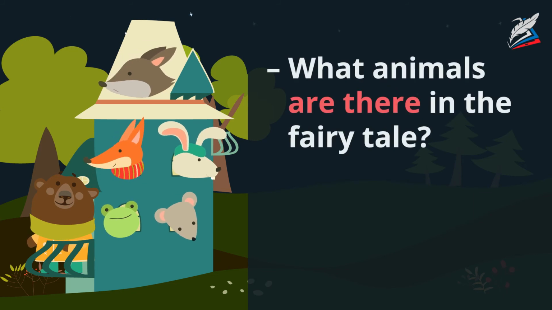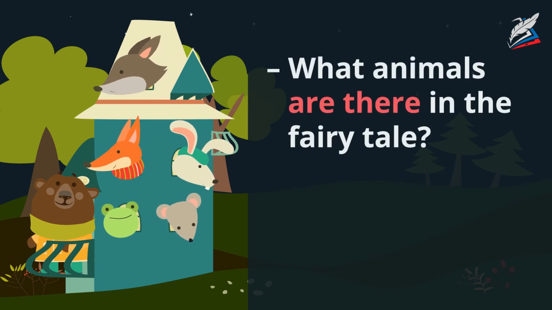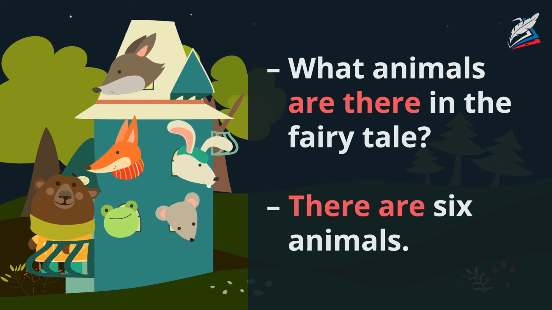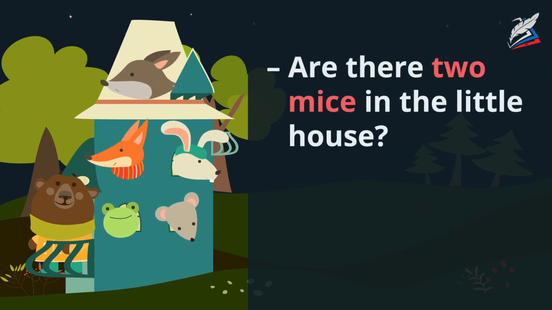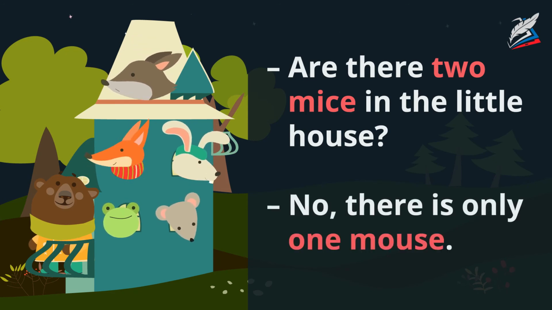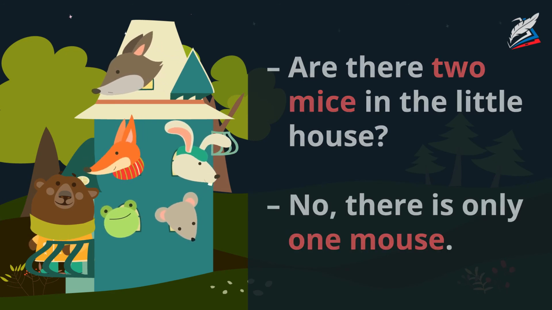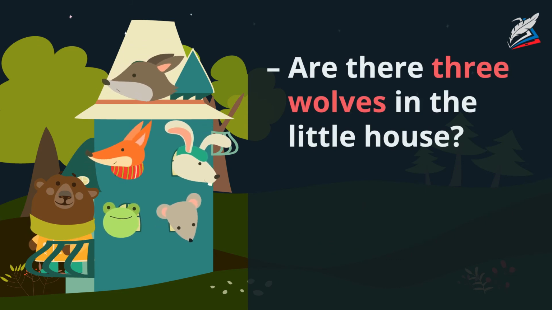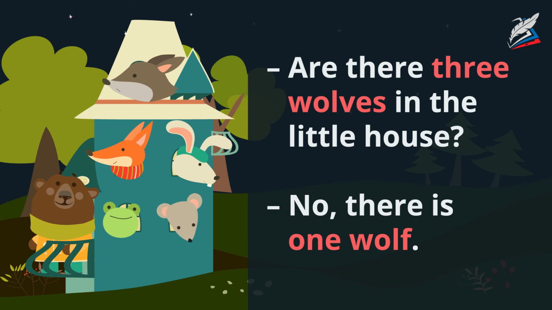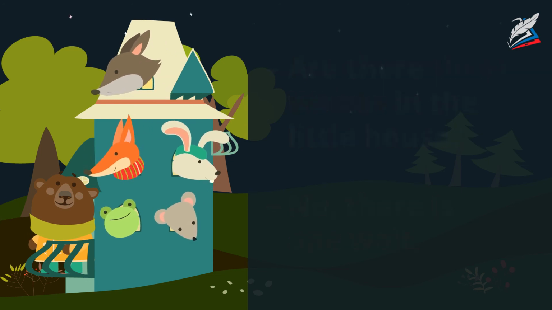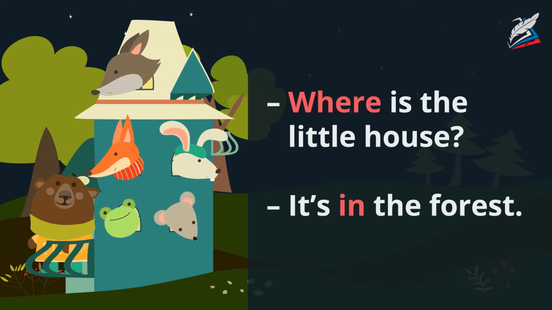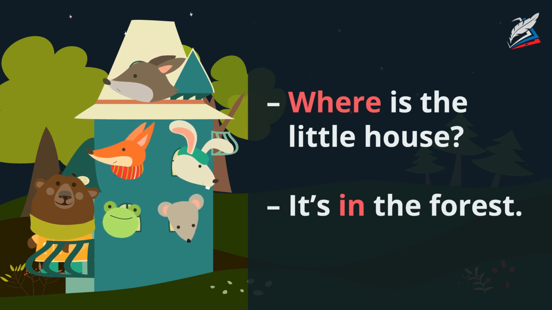How many animals are there in the fairy tale? There are 6 animals. Are there 2 mice in the little house? No, there is only 1 mouse. Are there 3 wolves in the little house? No, there is 1 wolf. Where is the little house? It's in the forest. Do you like the house?